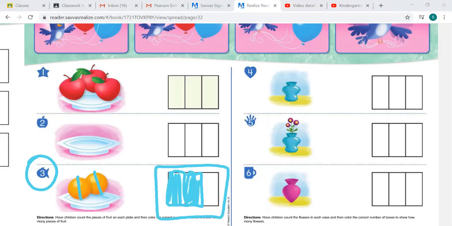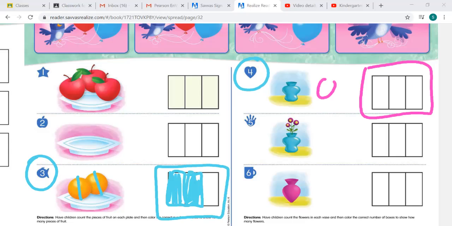Okay. We're at number 4 now. Let's change the color. All right, let's look at this vase. How many flowers do you see in this vase? Do you see any? I don't either. So what are we going to do over here? How are we going to show that there are no flowers in this vase? What number would tell us that there are no flowers?